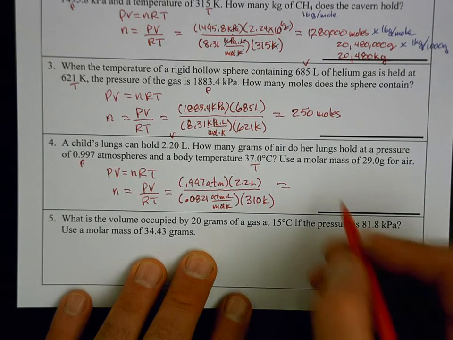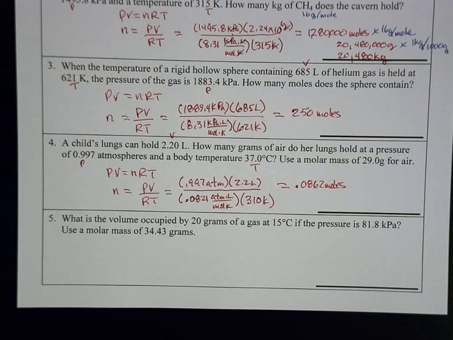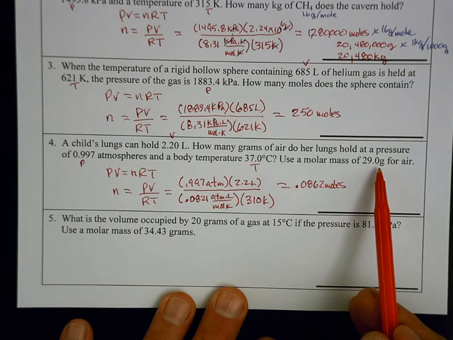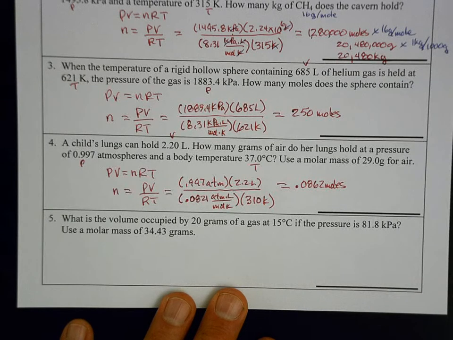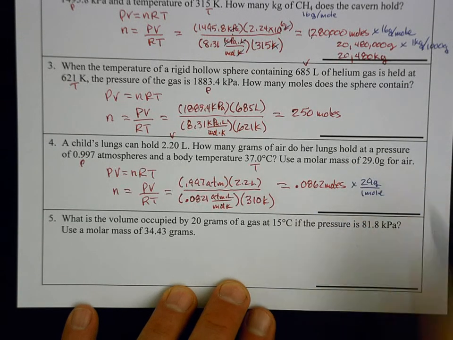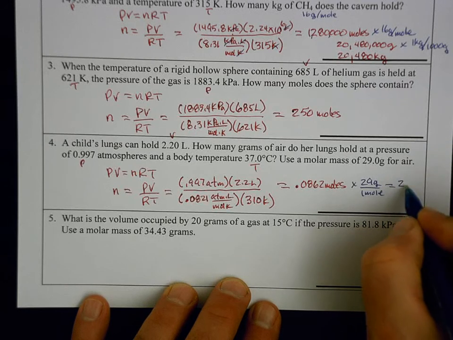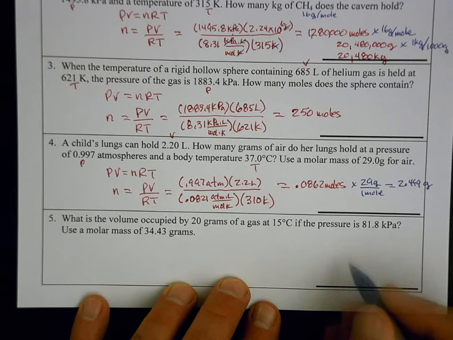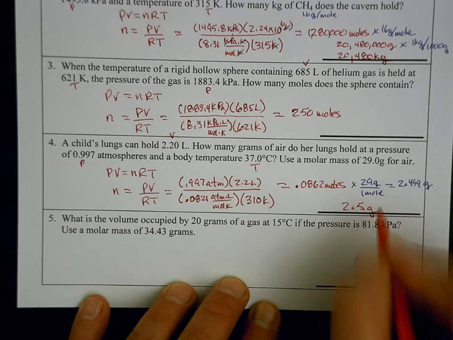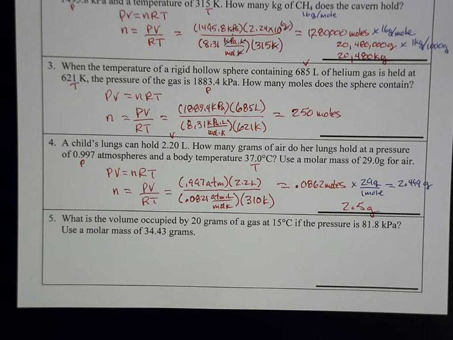This comes out to be 0.0862 moles. Now, it says up here, use a molar mass of 29 grams. Remember that molar mass means the mass of 1 mole. So, I'm going to take my moles times 29 grams per 1 mole. Kind of like one of our mole problems. And we end up with 2.499 grams. Or, if you want, 2.5 grams of air. So that's the actual mass of the air inside the child's lungs, 2.5 grams. Questions?